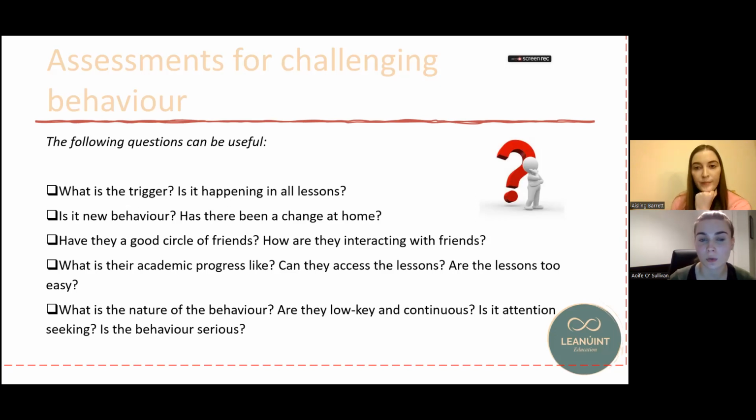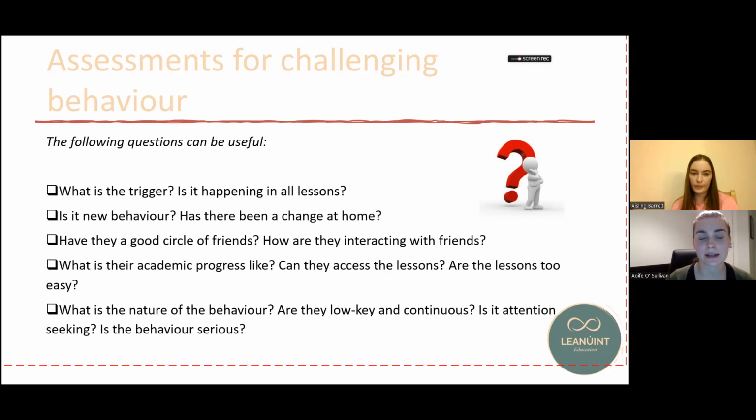Has there been a change at home? It's important to discuss these changes with parents to find out if there's something at home that could be triggering this behaviour in your pupils. What's their social circle like? Do they have a good circle of friends? How are they interacting with their friends? So maybe some of those language assessments that we mentioned earlier that relate to peer interaction could be useful.